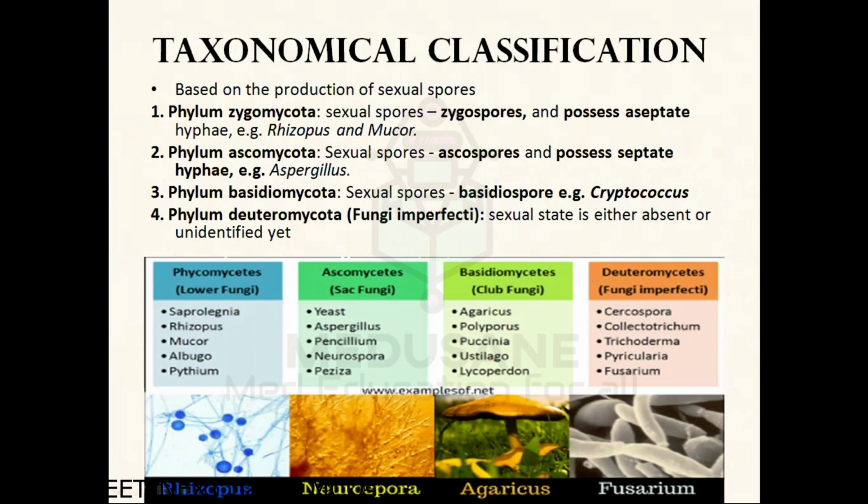Coming to the phylum Basidiomycota, this forms sexual spores called basidiospores. Example is Cryptococcus. The fourth one is Deuteromycota, also called fungi imperfecti. Its sexual state is either absent or unidentified.